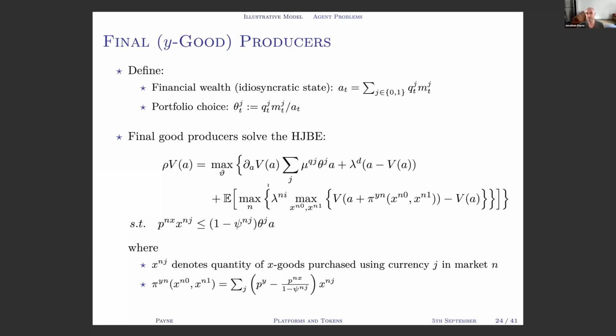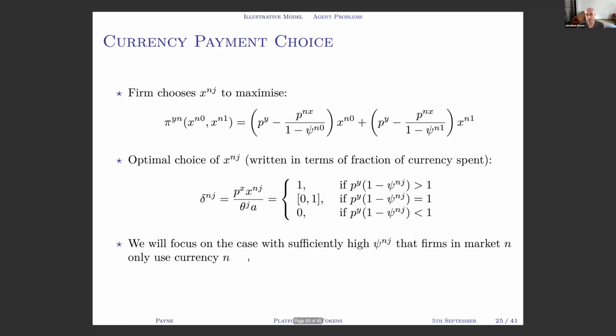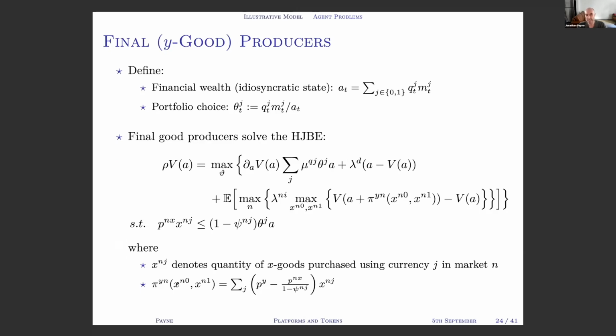And then we have a similar term to the previous problem where they have to choose which market they want to be looking in all the time. And then conditional on getting the trading opportunity, they have to choose how much they want to buy. And here they have to choose how much they want to buy with each of the two currencies, because they potentially face a penalty for using a particular currency on the platform. So X_NJ denotes the quantity of X goods purchased using currency J in market N, right?